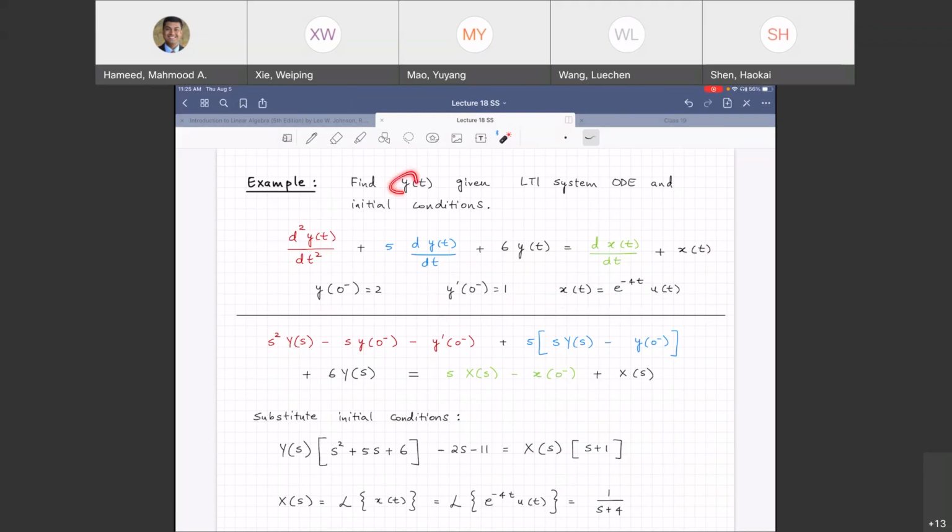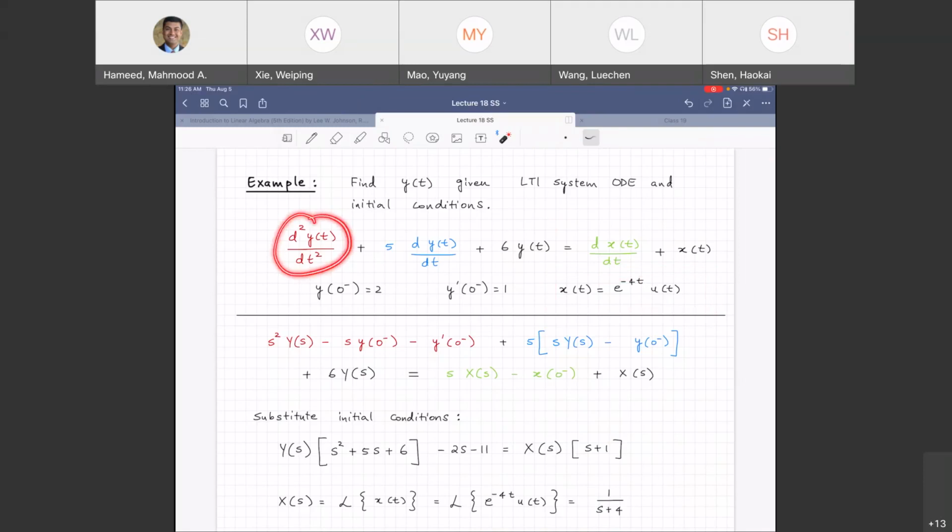What you want to find out is y of t, right? So given this particular input-output relationship, find the response when the input is this. And it is conveniently in a very good form, e to the minus 4t u of t. You know that the Laplace transform is going to be very simple, right? 1 divided by s plus 4. So let's try to do that.